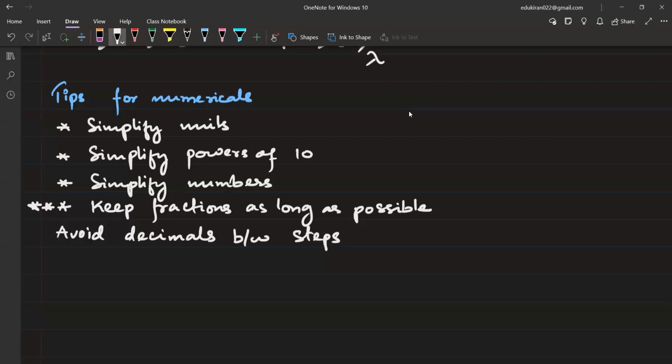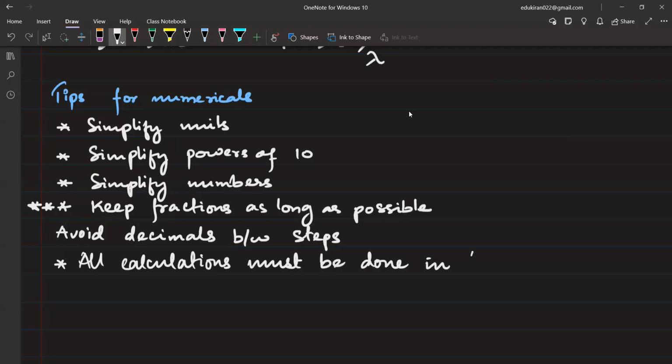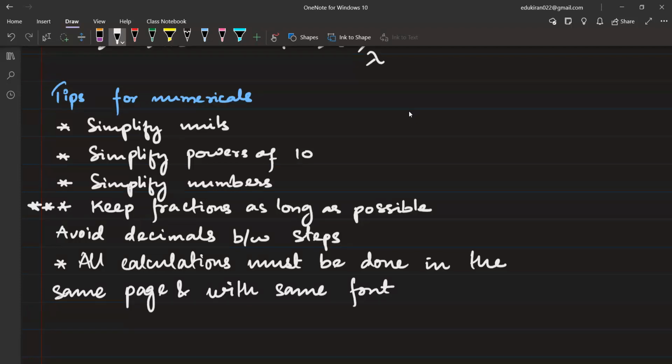And at last, all calculations must be done in the same page and with same font. What is the meaning of same font? Same page, I hope everyone understands. You don't have to do any back of the notebook calculation. Okay, back of the notebook calculation नहीं होनी चाहिए, because those calculations से ही the answers आ रहे हैं, and you are hiding those calculations.